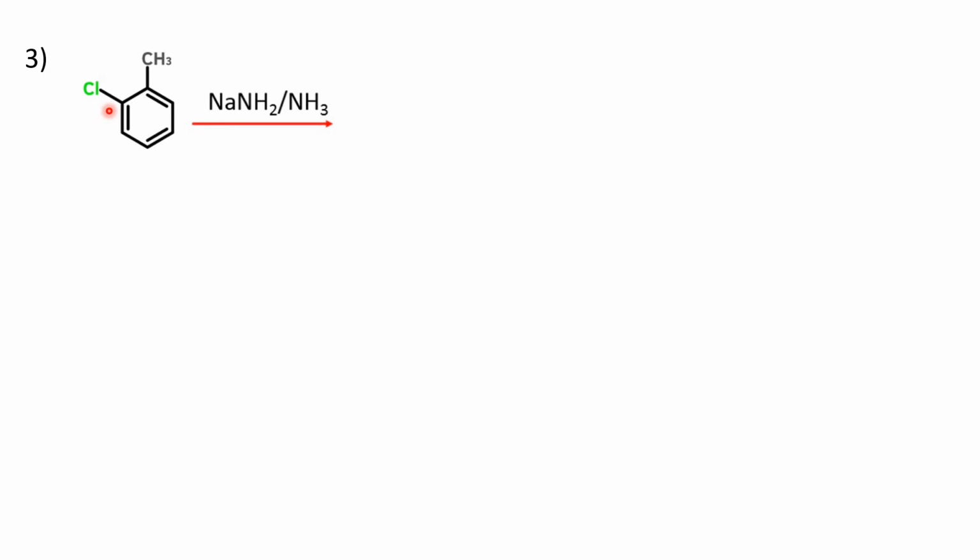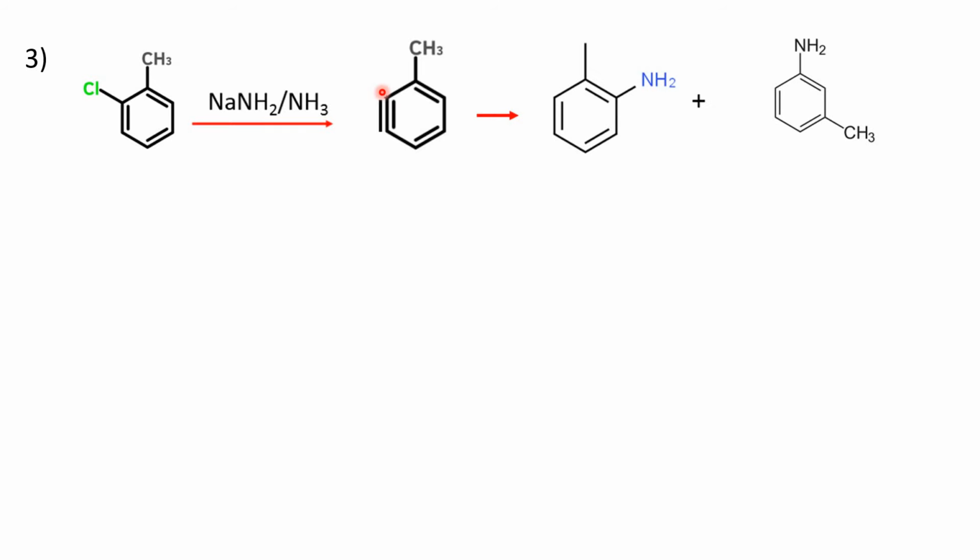Now third example. Here you see, this is the leaving group, and in the ortho position the electron releasing methyl group is here. Then this is the benzyne. Now, if the negative charge comes here, that will be more destabilized by the plus I effect. If the negative charge forms here, comparatively it will be more stable. So the negative charge will form here. That means the nucleophile will come here. So what will be the product?